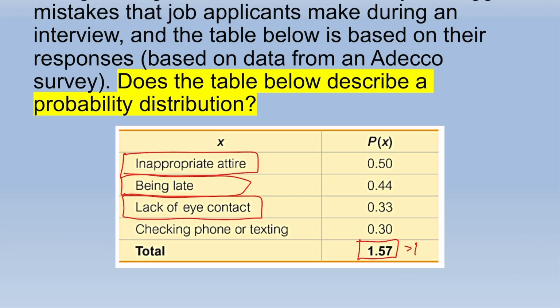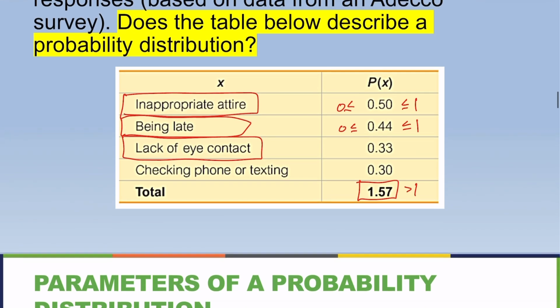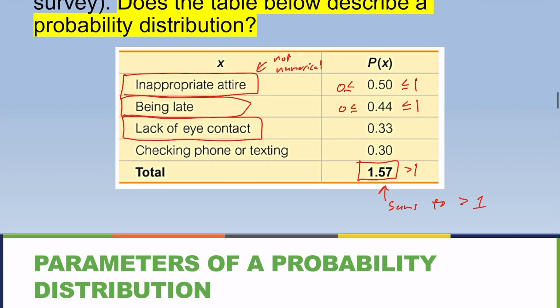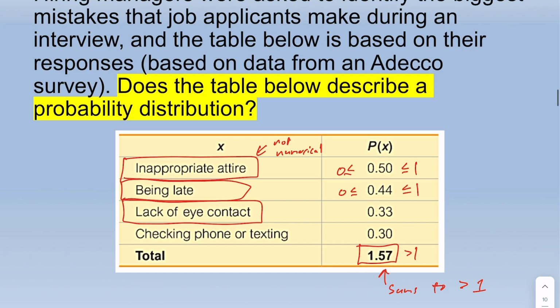What about the third condition? Is each one of these individually less than or equal to 1? Well, yes, it's got that going for it. But that's it. So two strikes here. It's not numerical. And this one here, another strike, sums to greater than 1. All right, and that's that.